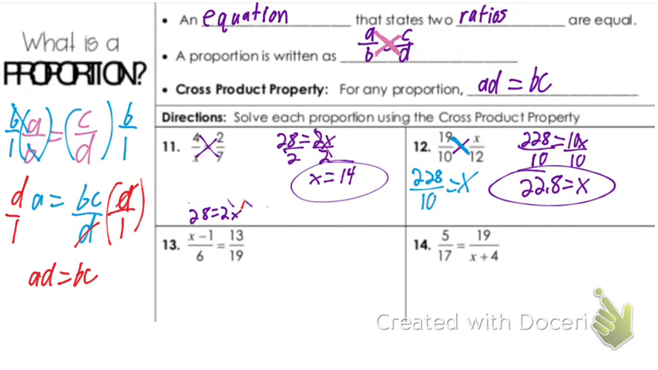I say, okay, well, where's my variable at? That's going to determine what I want to do. Do I want to cross multiply and then divide? Or do I just want to multiply and divide? Does that make sense or no?